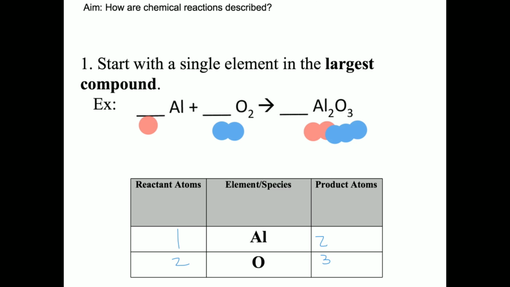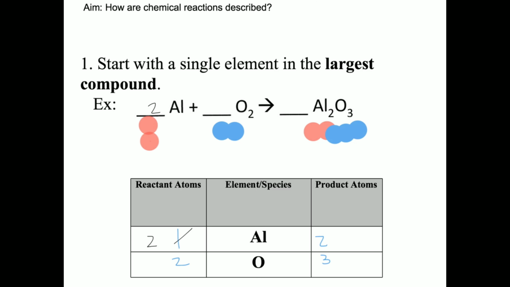To balance the aluminum, I'm simply going to add another aluminum. Now I have 2 aluminums. So I'll update my chart and add a coefficient. Now I need to balance the oxygens. The oxygens on the reactant side are in multiples of 2, and on the product side are in multiples of 3.